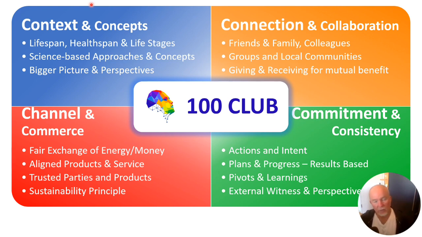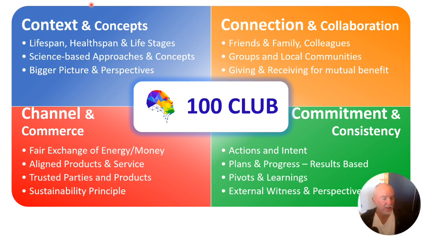The second pillar of the 100 Club is connection. So as an individual, we have lifespan, health span, etc. But one of the key things that is a determinant of a good life or a full life is the connections we have in life, whether that be with friends, with family, colleagues, work and sporting and community group colleagues, and ways in which we can live in community as both givers and receivers in life.